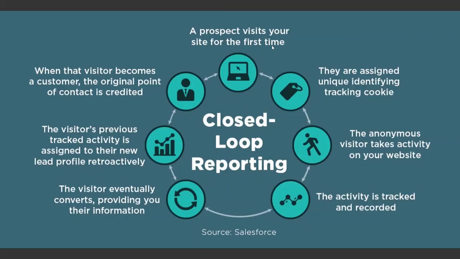Now, once again, let's go back through this, right? We talked about a prospect visits our website for the first time. They're assigned a unique identifying tracking code. It's called a cookie. That's what a cookie is. And then this anonymous visitor, they take activities on our site. We're recording that activity and adding it to this unique tracking record, right? Once they convert by giving us information, all this data that we found and used here that's being processed is now attached to the record.